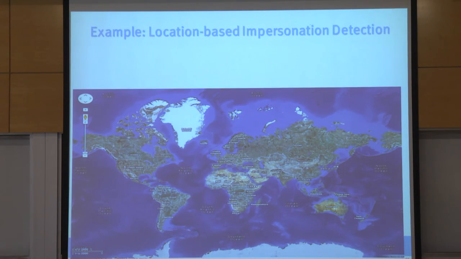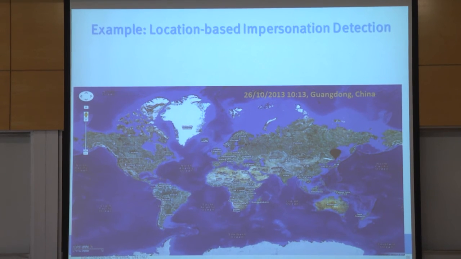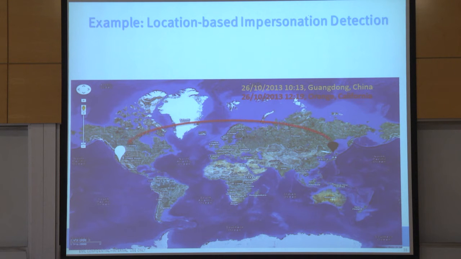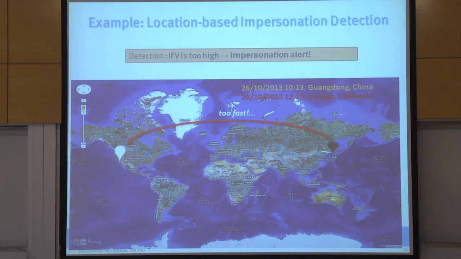So what we try to do, among other stuff, is location-based impersonation detection. This is an actual sample of our own data. I used to present it with the actual username until someone, actually our own chief security guy, told me that it's inappropriate to present actual usernames. So he's logging in from China, Guangdong, something. And 2 hours later he's logging in from California. So now it's very easy. I compute its velocity, and I see that it can't really be in China and 2 hours later in California because its speed is too fast. So I can generate a very simple rule: if the velocity is too high, then issue an impersonation alert.